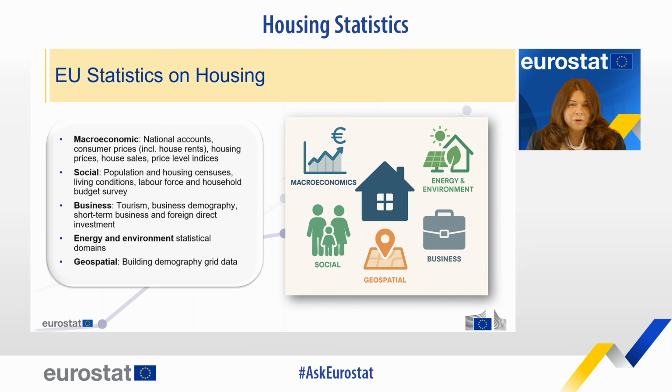In total, we have more than 40 data sources which provide information on housing. We have classified them into 5 major topics: macroeconomic statistics, social statistics, business statistics, energy and environment statistics, and also we have a rich geospatial database. When we think about housing, we can distinguish elements which could determine housing demand and housing supply, as well as housing prices, price indexes, and affordability. All these aspects are also available in our database.